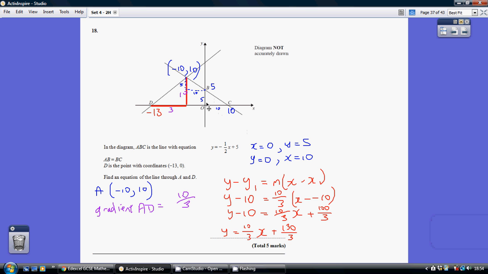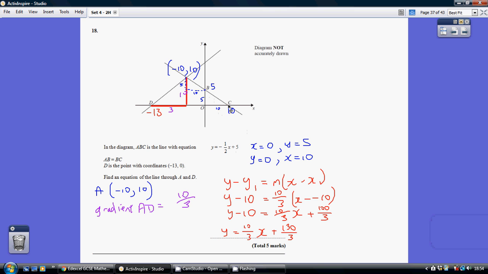So at B we know x equals 0, and we know it's on this line y equals minus half x plus 5. So when x is 0, y equals 5. So the coordinate of B is (0, 5). So this is 5 up the corridor.